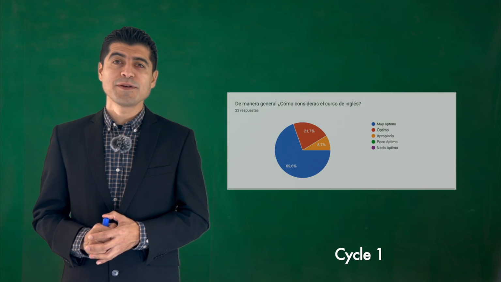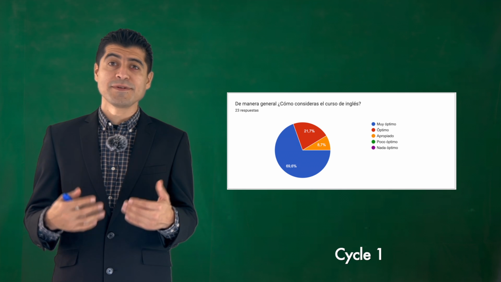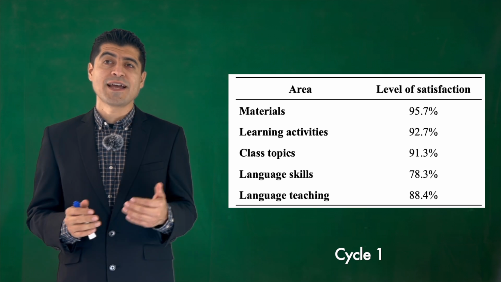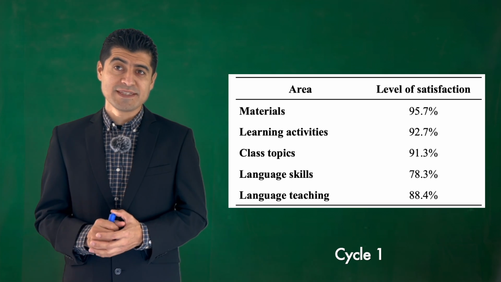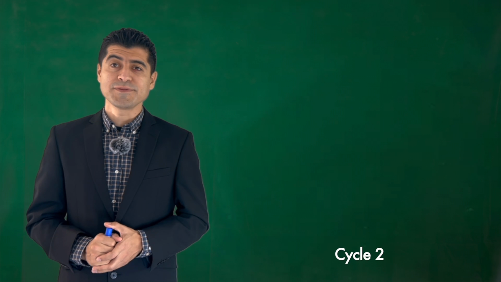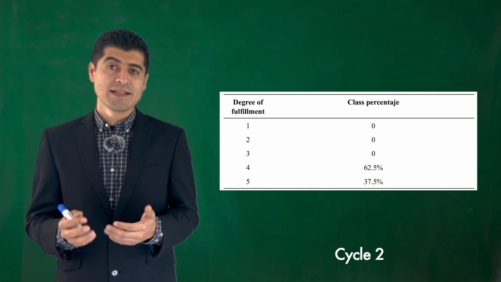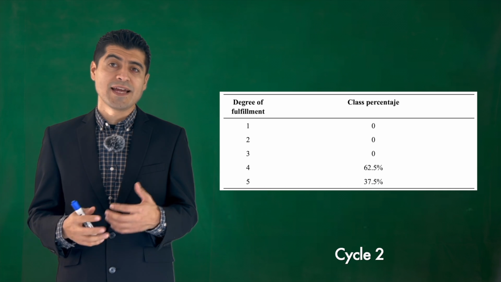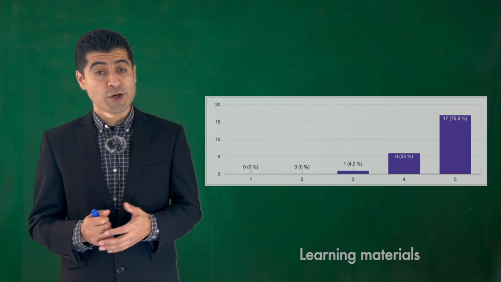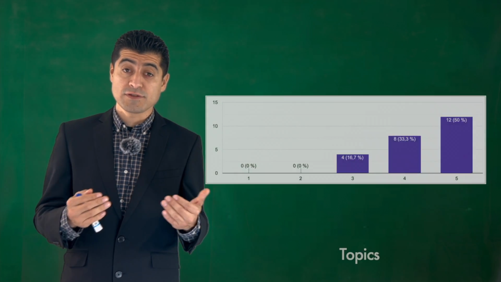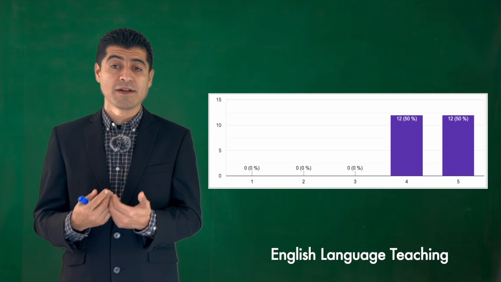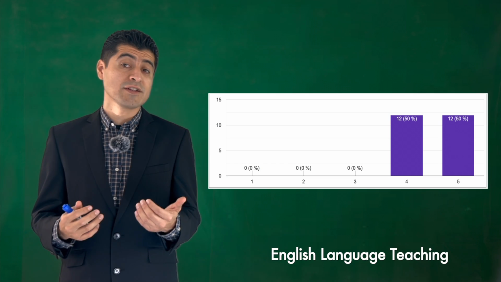For Cycle 1, 91.3% of the class considered the syllabus was optimal and their needs had been met. More specifically, they also expressed how they felt about their needs met in specific areas, and the responses were also positive. For Cycle 2, they also assessed the extent to which the syllabus met their needs in general as well as in some specific areas. For example, learning materials, learning activities, the topics used for the lessons, skills development, and how they felt about their abilities in regards to English language teaching.